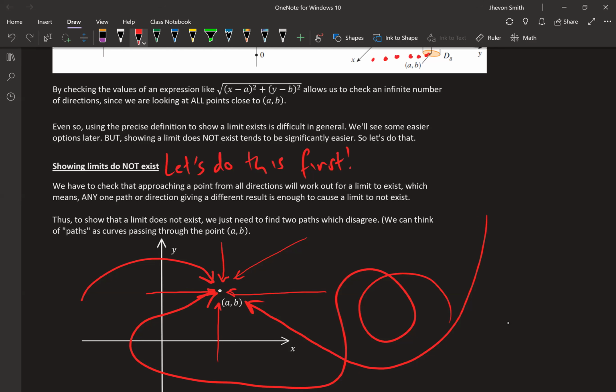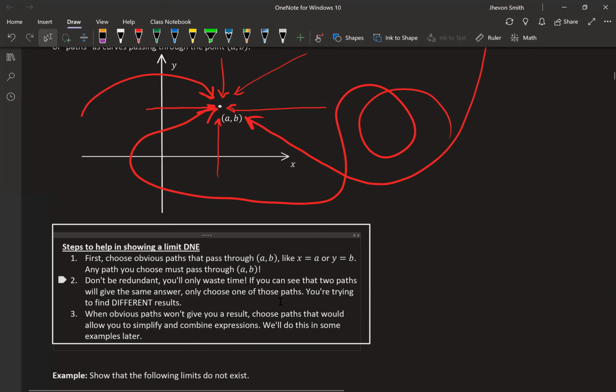Now, as always, I've got your back, and there is a nice little process that you can use to check for this. Here are the steps to help in showing a limit does not exist. First, you choose the obvious paths. What do I mean by obvious paths? If you're approaching the point A, B, then going along X equals A or Y equals B is an obvious path to pick. You're just going along a horizontal line or a vertical line in the two-dimensional plane, and you're approaching A, B along one of those lines, either along X equals A or along Y equals B.